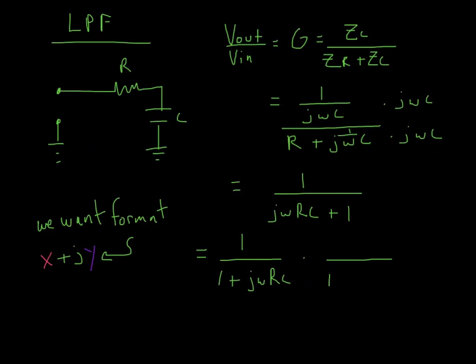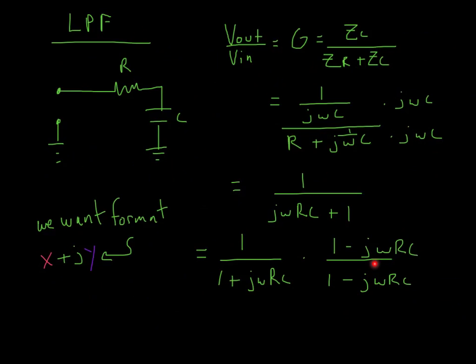Alright, so it's going to be 1 minus j omega RC on the bottom, and on the top is going to be 1 minus j omega RC. When you get used to this, you'll see the whole point: the bottom's always going to be this squared plus this squared. That's actually the whole point of doing that. And then the top you might have to be a little more careful with.